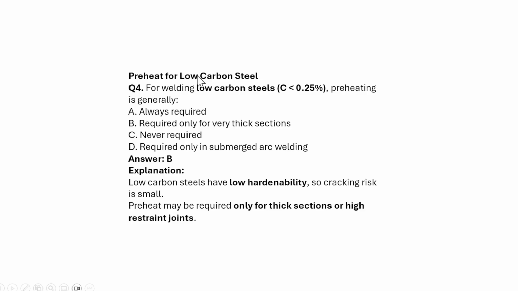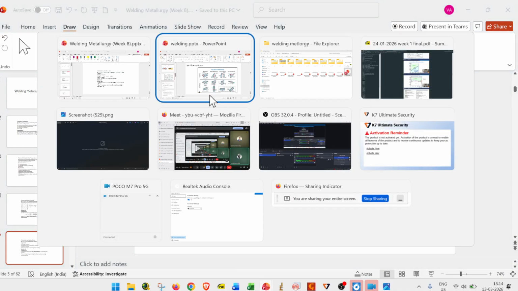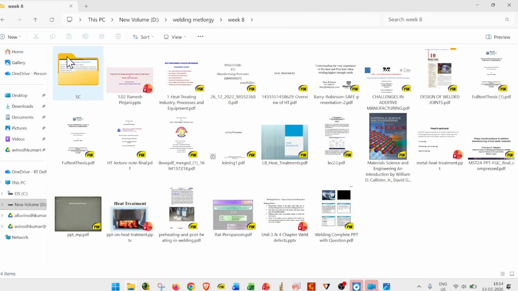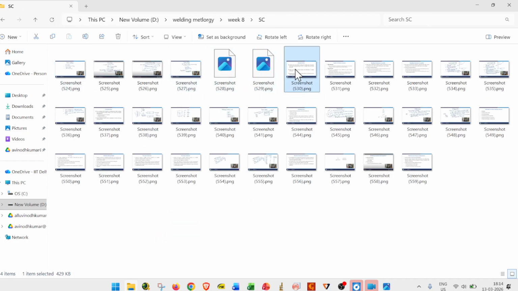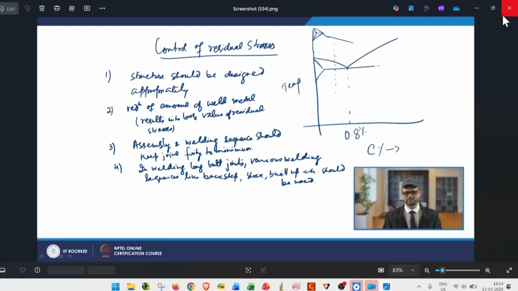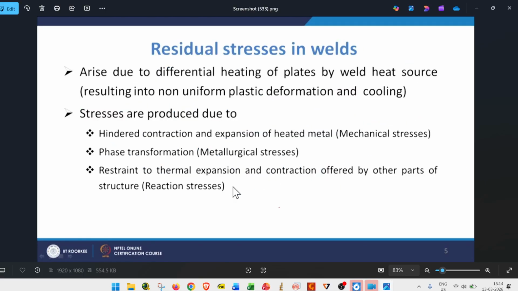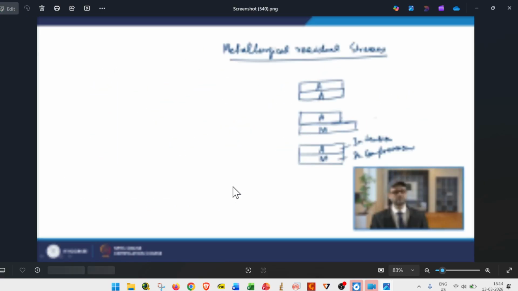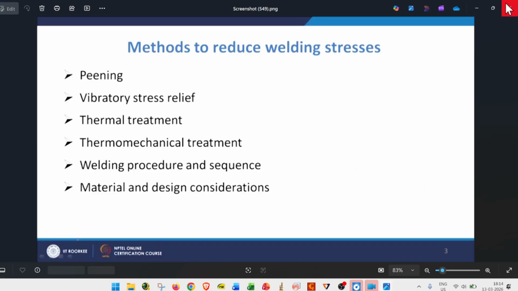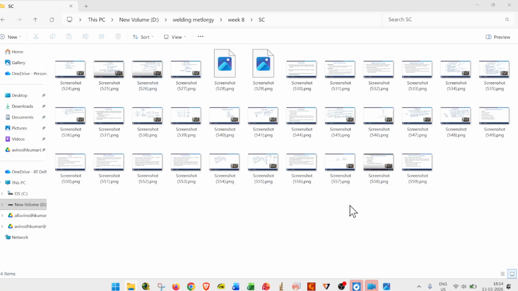Next is the preheat for the welding of low carbon steel. The preheat, generally, I think sir has also explained. I think the screenshot is missing. Yeah, it is missing. Okay.